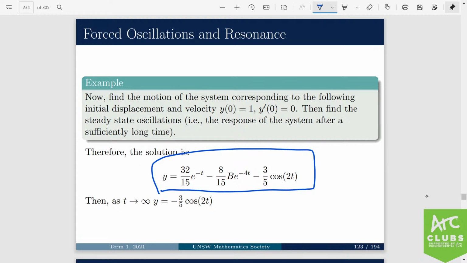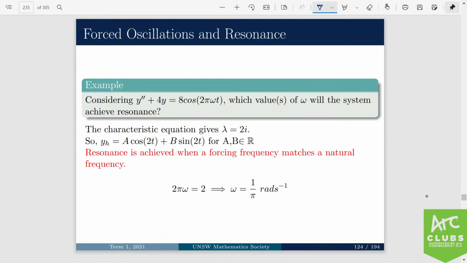Then it asks us to find the steady state oscillations, so the response of the system after a sufficiently long time. And like we did before, we say that these are going to go to 0 a lot faster than that. Well, actually, this one here won't ever go to 0 because it just goes cos, which is less than 1, and so that term there will always have an absolute value less than 3/5. So our steady state solution is then just this last term, and make sure you include the minus sign because that's important as well. Cool.